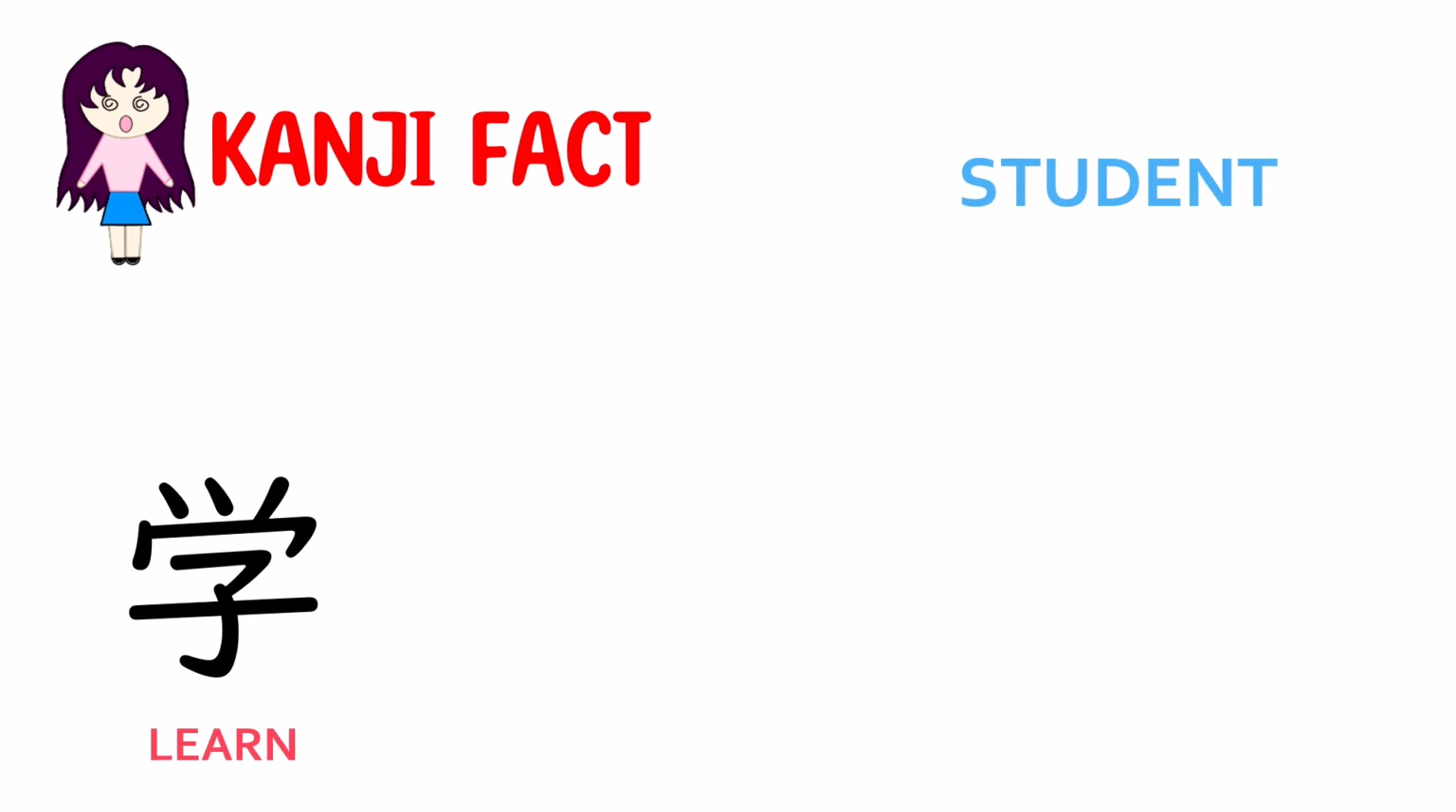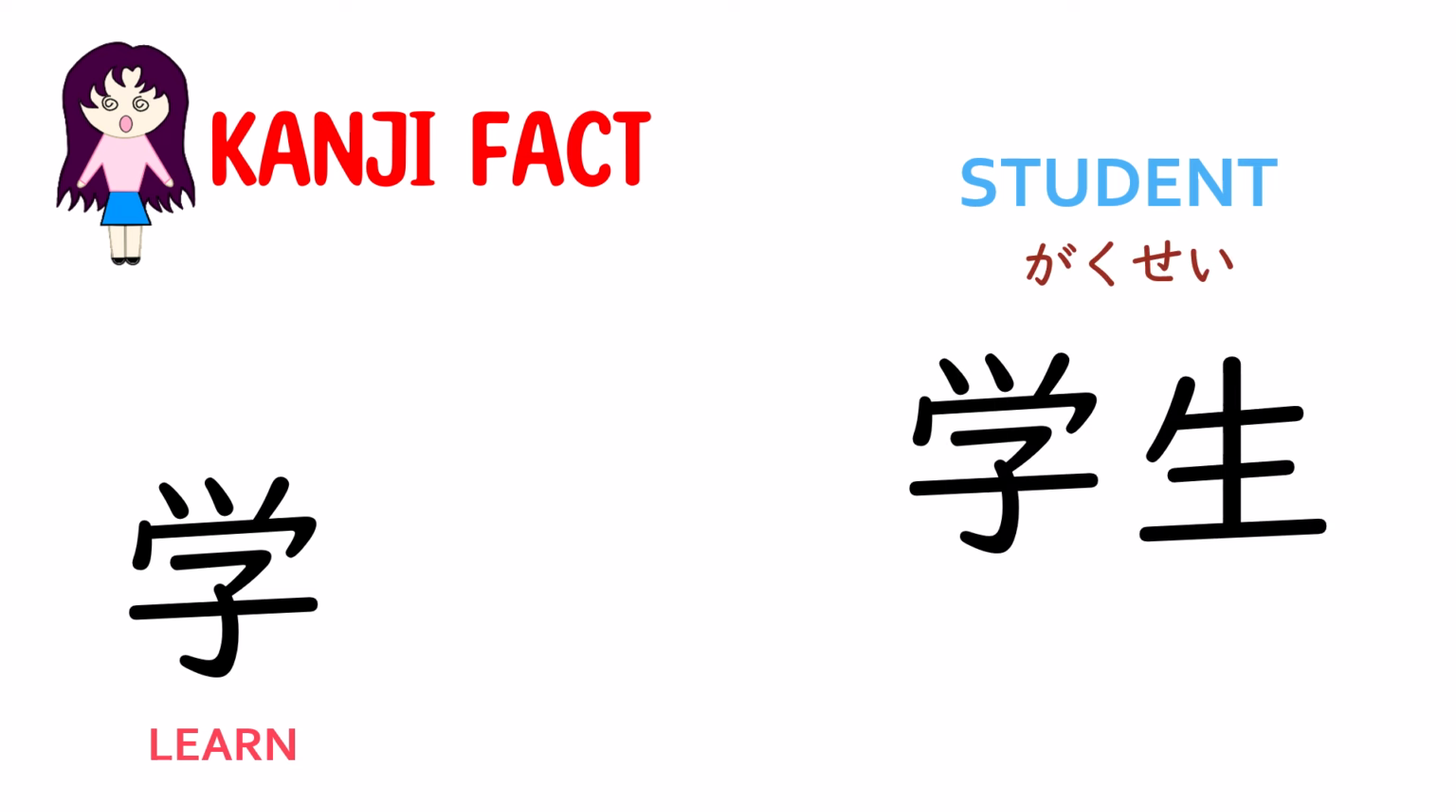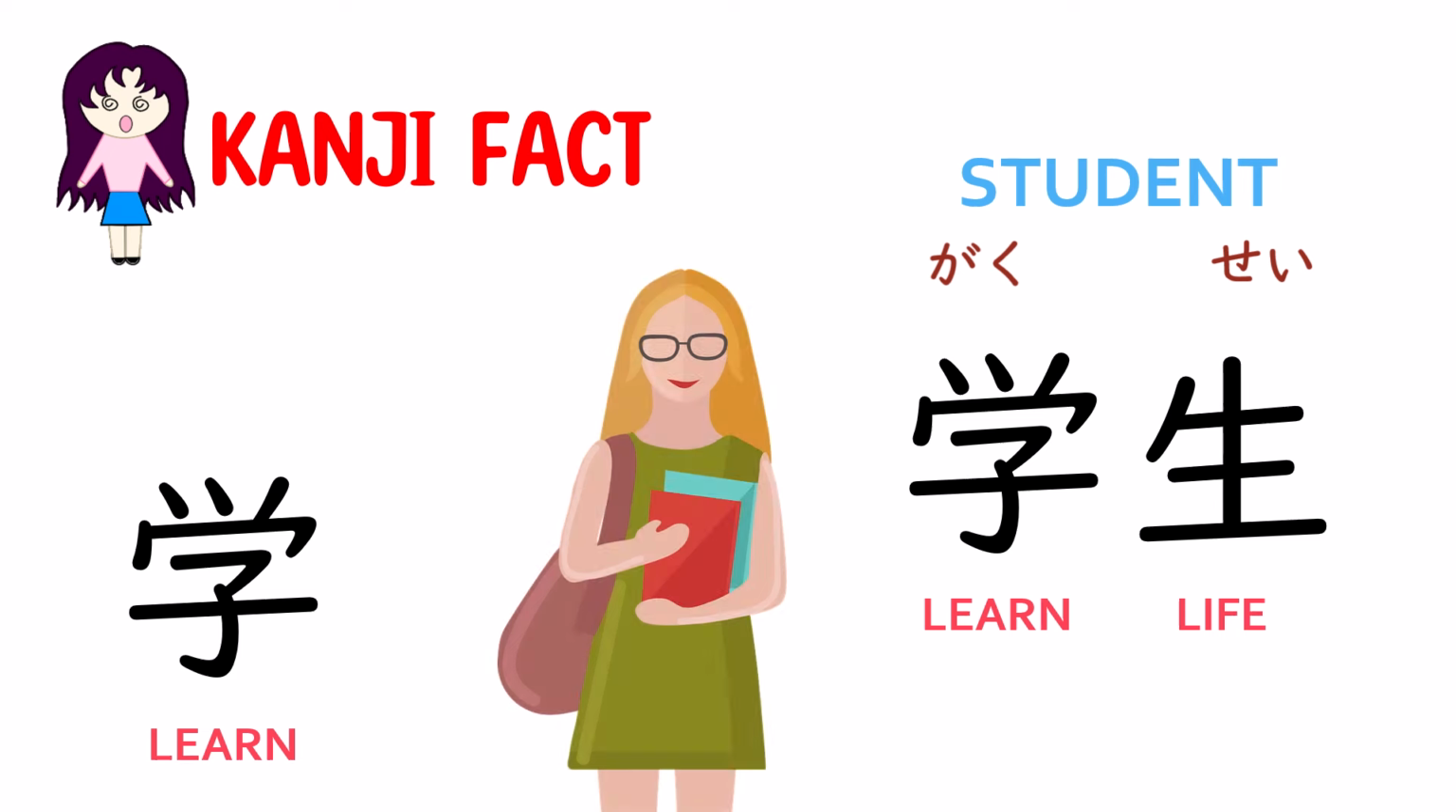Fun fact! Today's kanji is found in the word student, or gakusei. It is one of the first and most common words Japanese learners encounter. It is a perfect blend of gaku, to learn, and sei, life, literally a learning life.